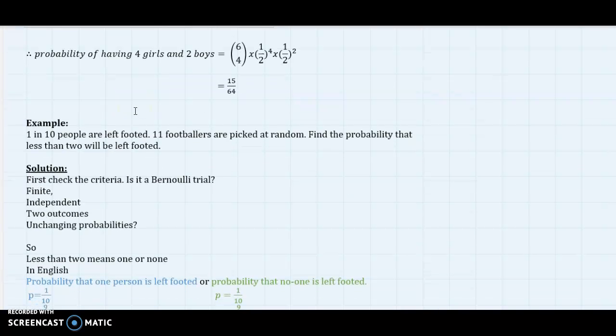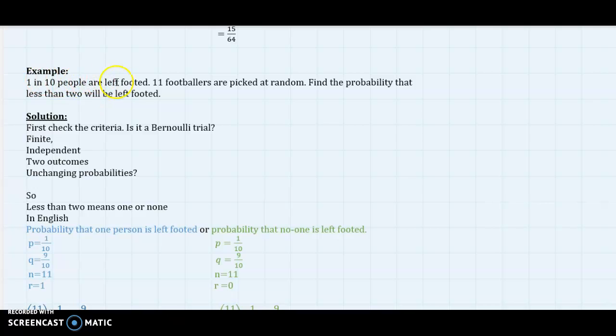Okay, so looking at our second example, 1 in 10 people are left-footed, 11 footballers are picked at random. Find the probability that less than 2 will be left-footed. So, first things first, is it a Bernoulli trial? Is it finite? Yes, there are only 11 footballers picked. Are the trials independent? So in other words, when you pick one person, is the probability affected by your previous picks? If you're going to pick them randomly, yes, it is independent. And no, they're not affected by one. Each outcome is equally likely.